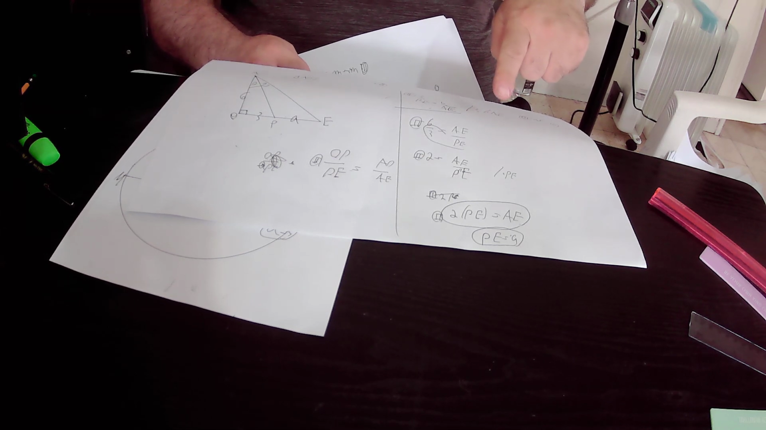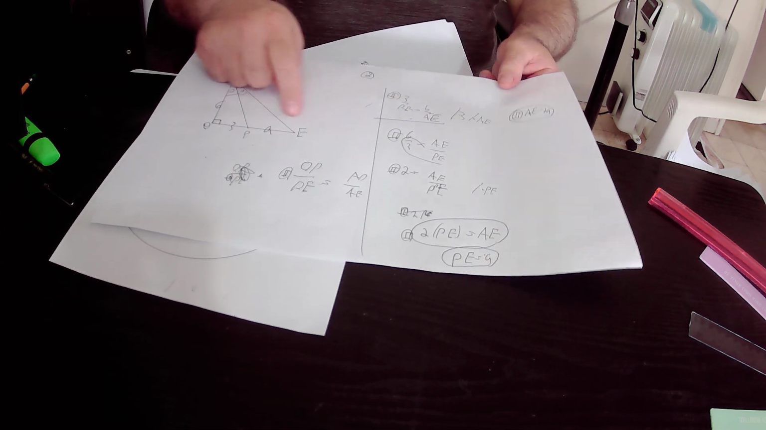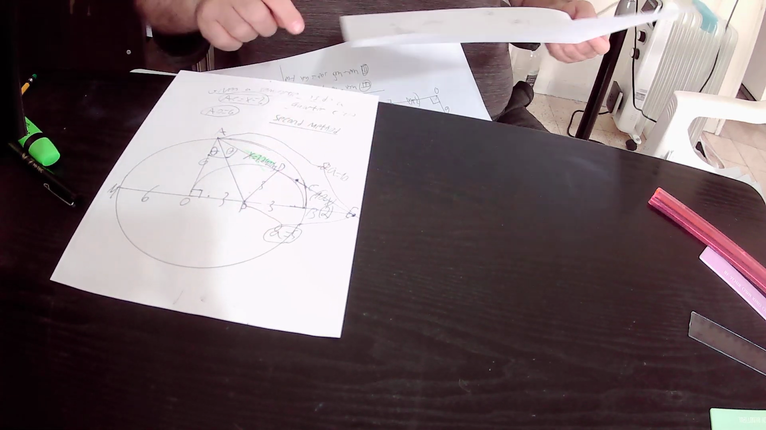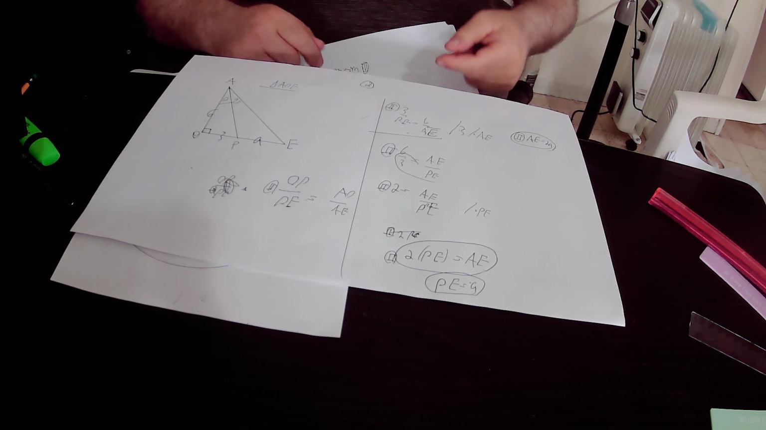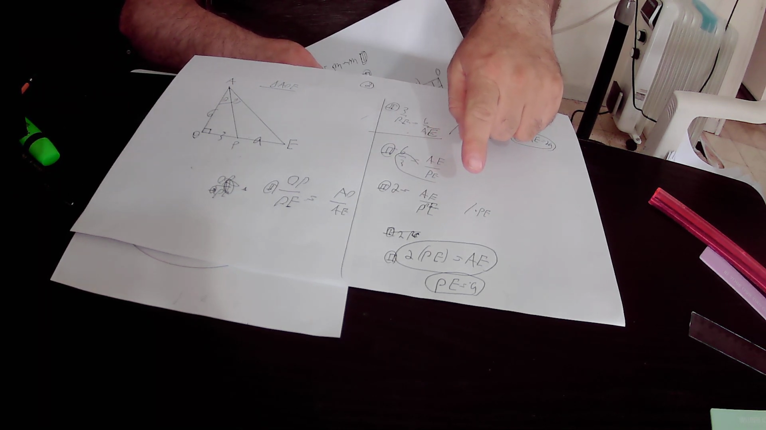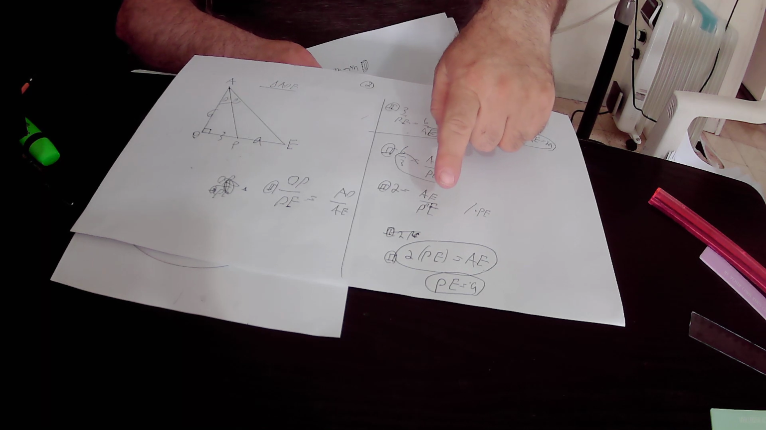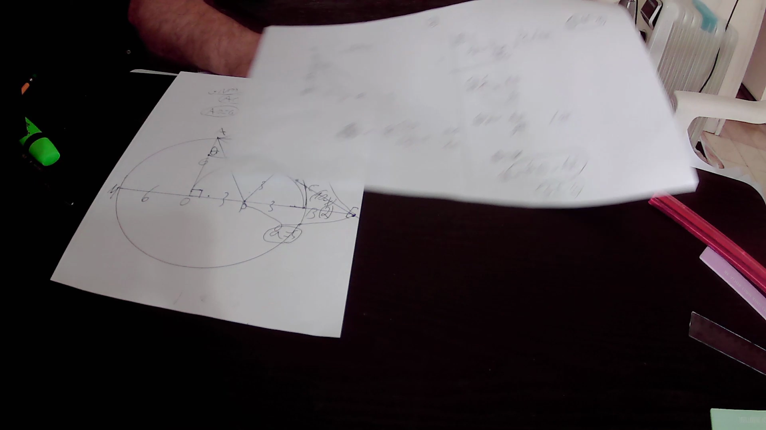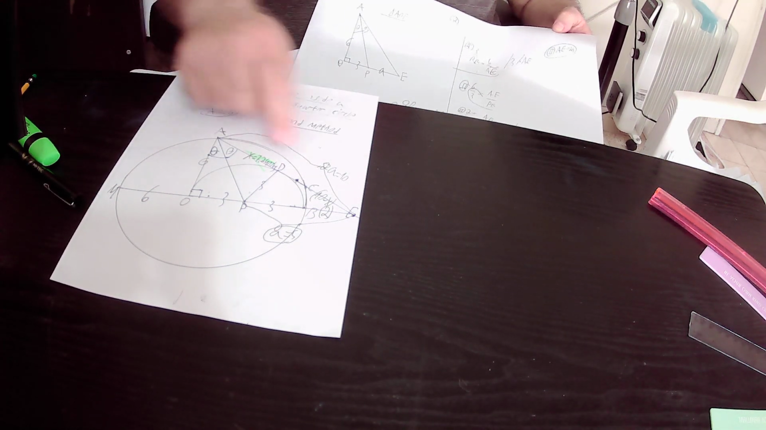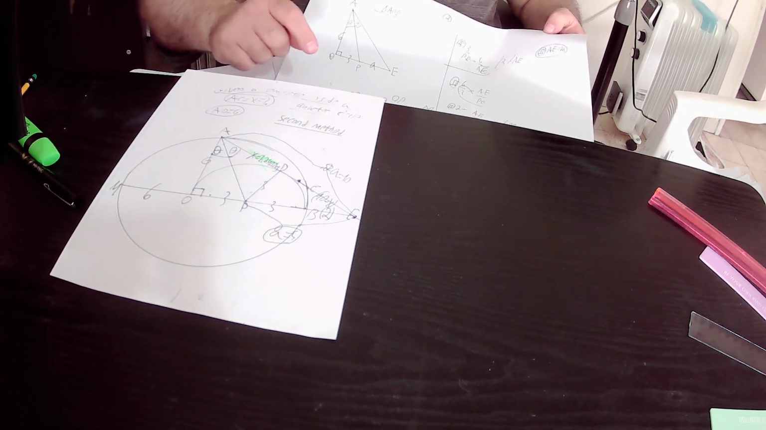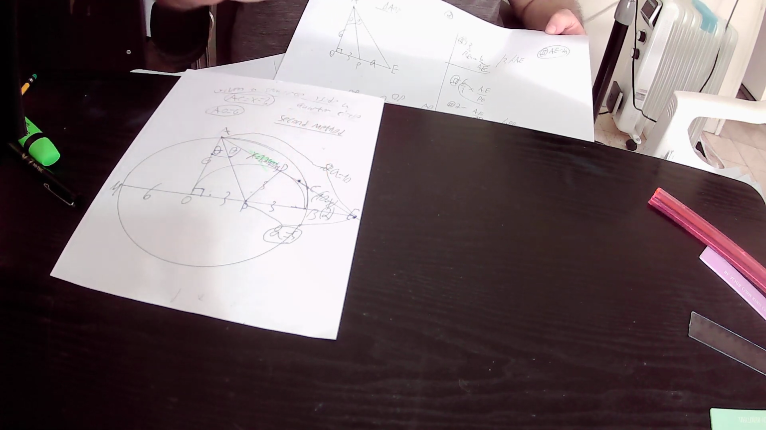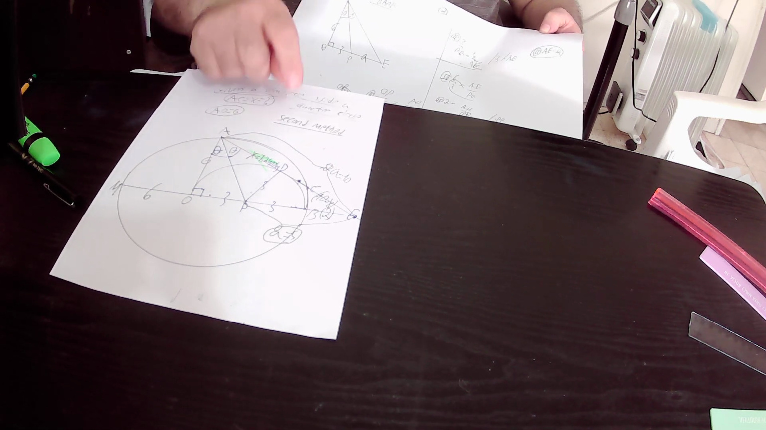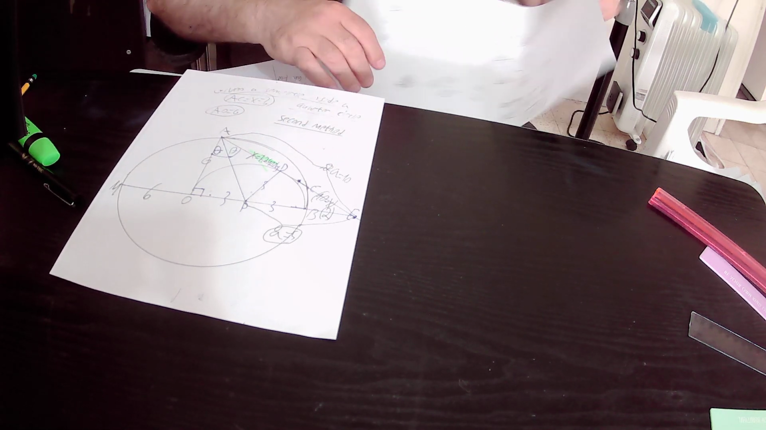We defined PE as a. Here PE equals a according to our definition. Then we substituted PE by a in equation number 2. So here AE will be equal to 2 times PE, and PE is a, so AE equals 2a. So we found out that line segment AE equals 2a, while PE equals a according to our definition.